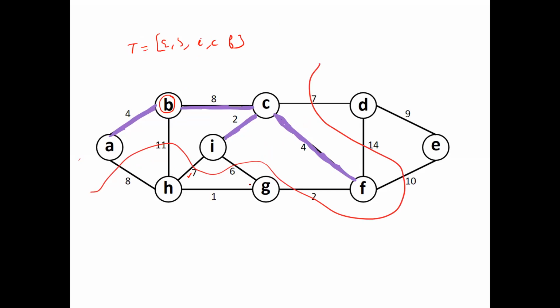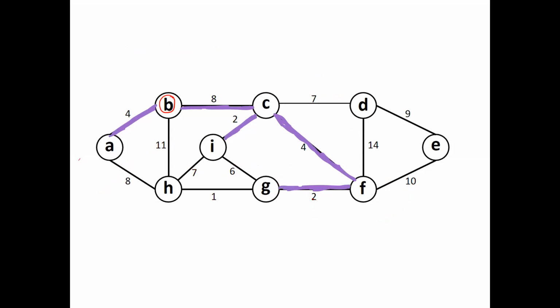G will have options like 6 and 2. Out of 6 and 2, minimum cost edge will be 2. So 2 will be picked here. For D, the two options are 7 and 14. So 7 will be picked out of this. For E, the only option is 10. So those vertices' edges will be chosen by the algorithm. Out of these edges, the minimum cost edge is GF, that is of value 2. So GF is being chosen.